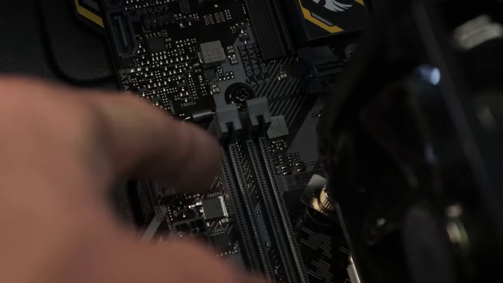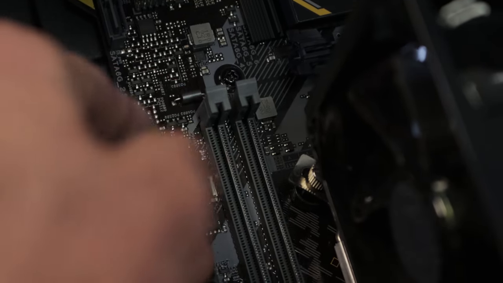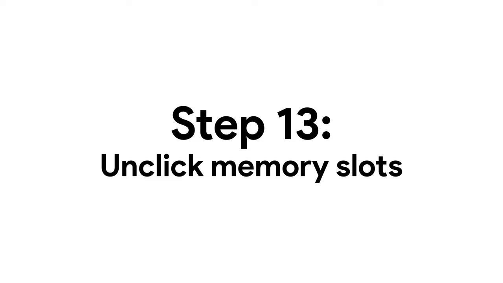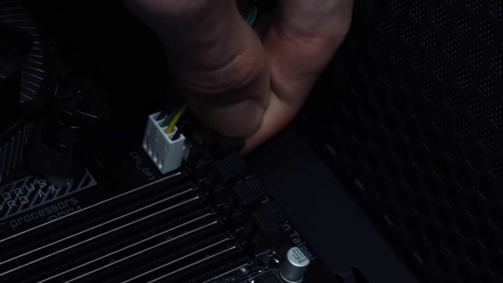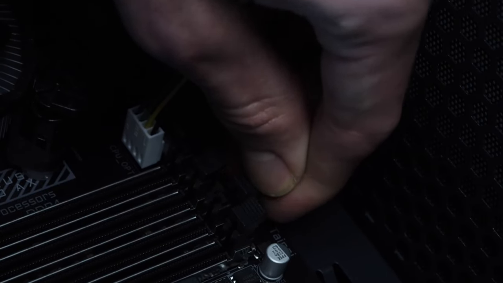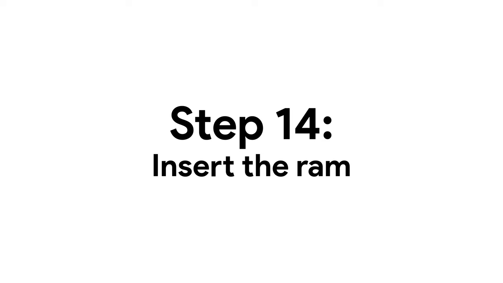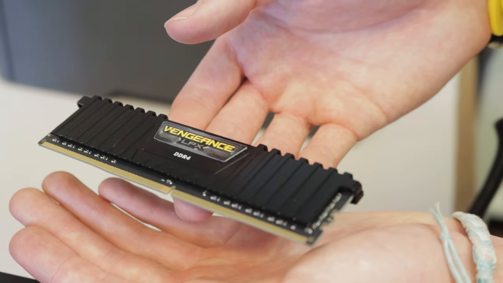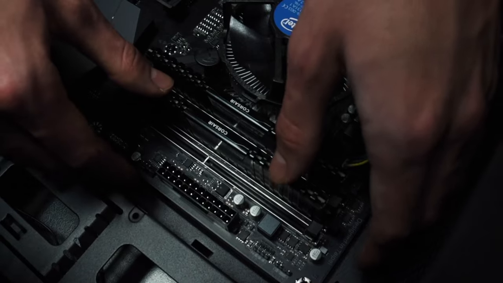Step 12, locate the memory slots and determine how many slots you have, that being 2 or 4. Step 13, if there are 2 slots and you have 2 cards, unclick both slots, but if there are 4 slots, then you only unclick slots 1 and 3. Step 14, insert the RAM into mentioned slots and push down until you hear a click.